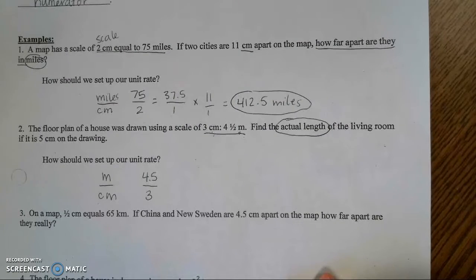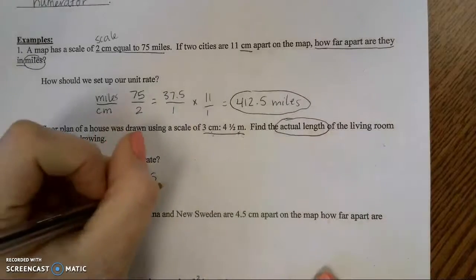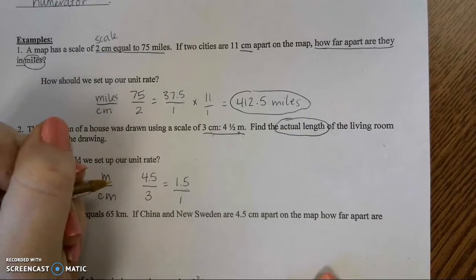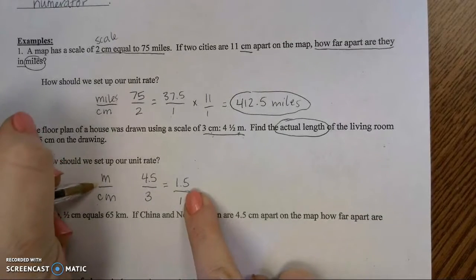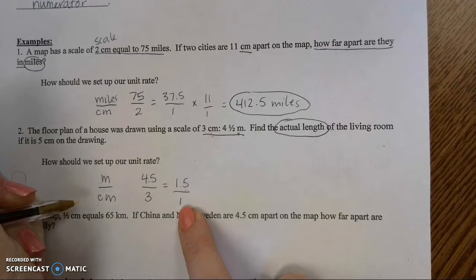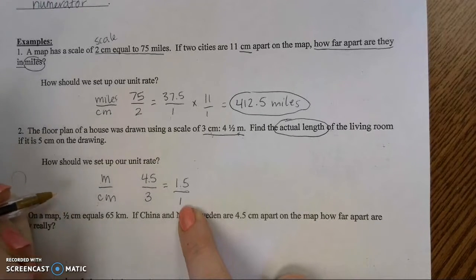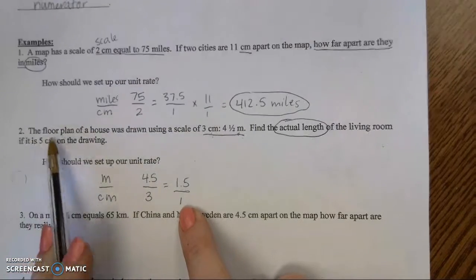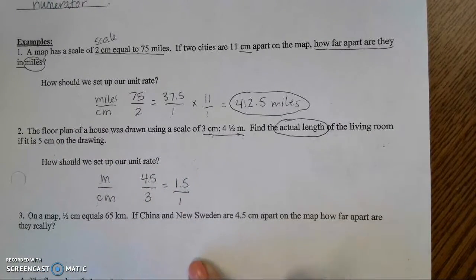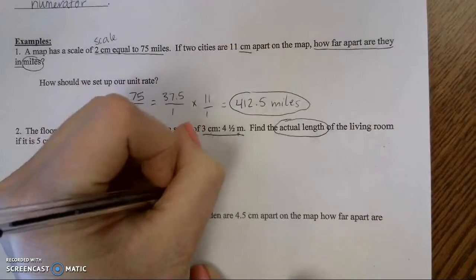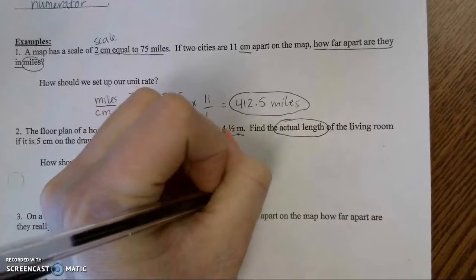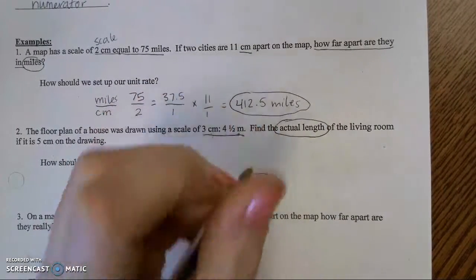When we do that division and calculate that unit rate, we would get 1.5 over 1. That's essentially saying it's 1.5 meters for every 1 centimeter. Now, we are going to take the scale amount that was given to us. If the scale drawing was 5 centimeters for that length of the living room, we would take that and multiply it by 1.5. So 1.5 times 5 would give us a total of 7.5 meters.